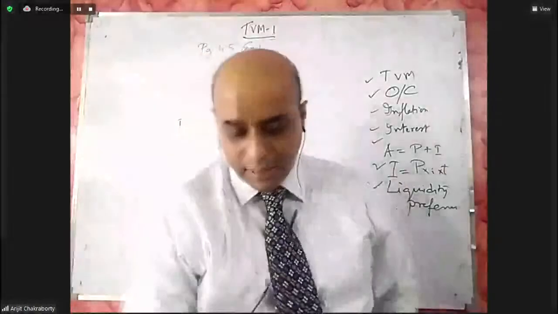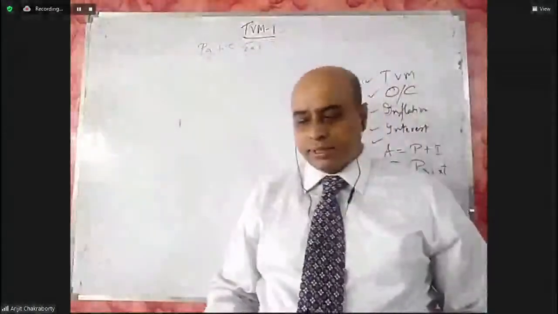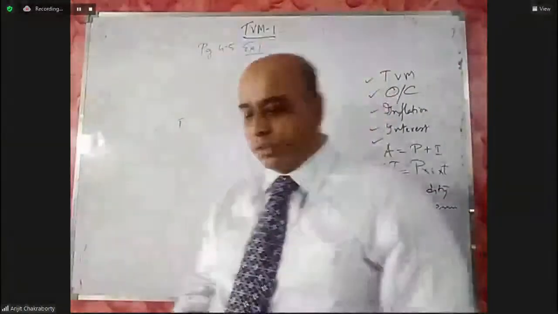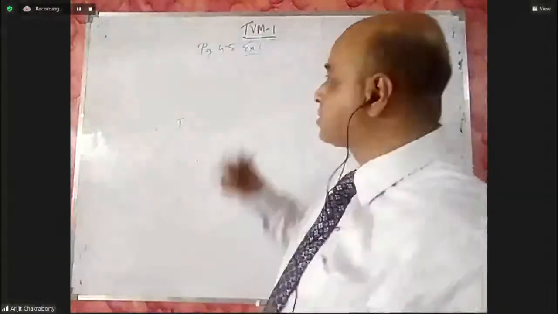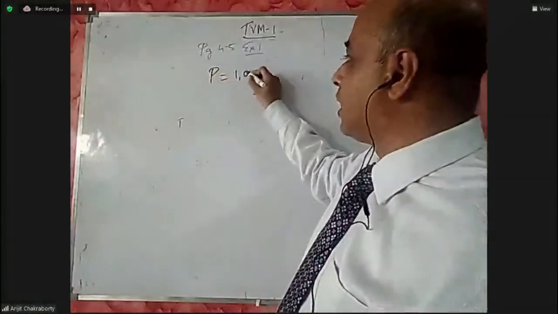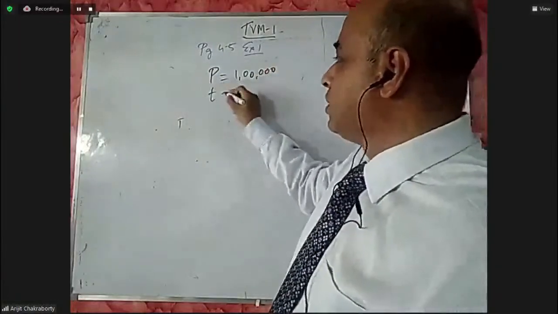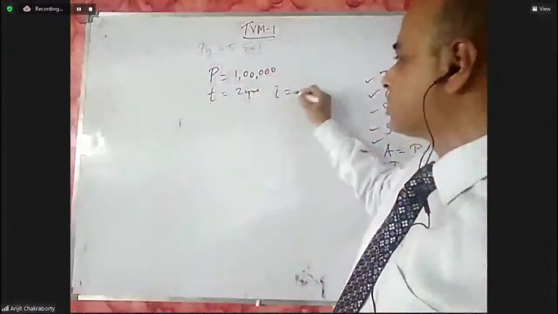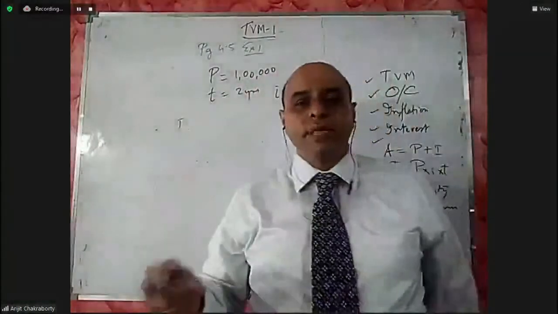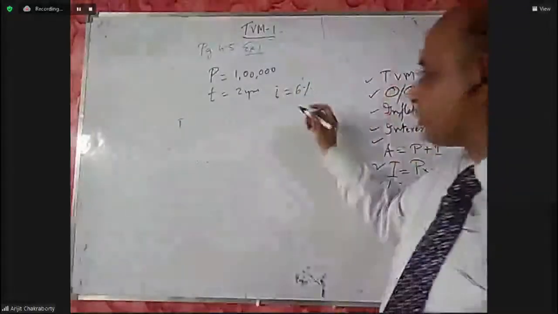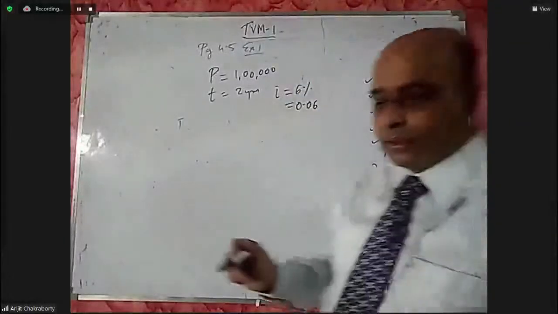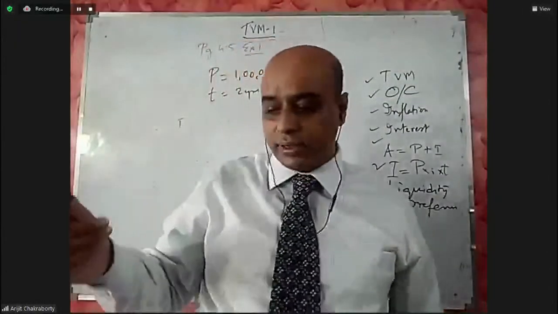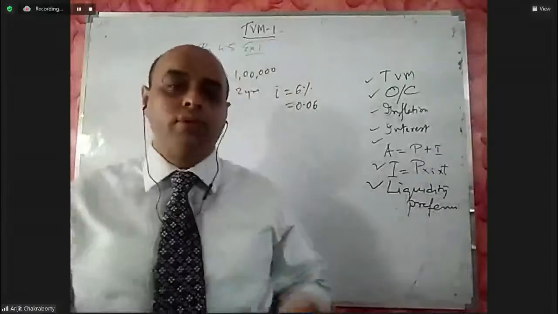Right. So the example says that Sachin deposited 1 lakh rupees in his bank for 2 years at the rate of 6%. So the principal is 1 lakh and the time is 2 years. T is time and the interest rate I is 6%. 6% means 0.06. So I will write 0.06. Now, the question is, how much will he earn at the end? That means what will be the final value of the deposit?